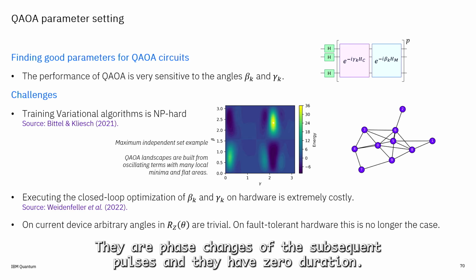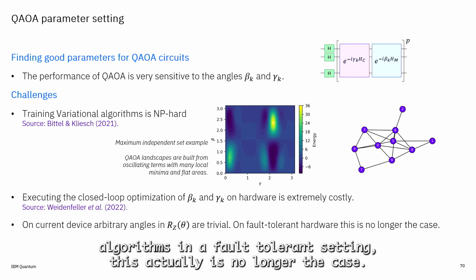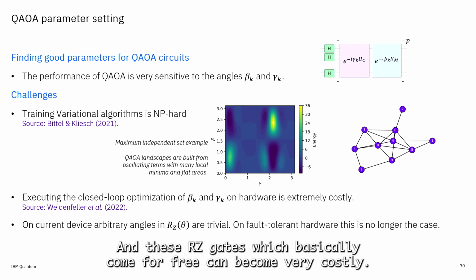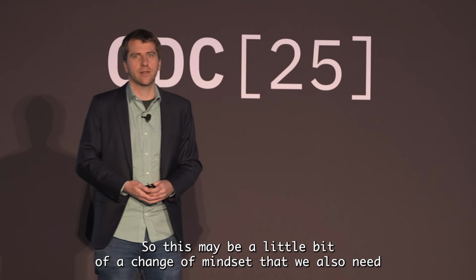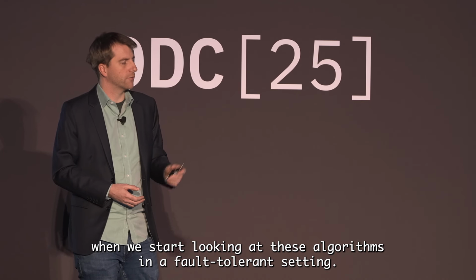They are phase changes of the subsequent pulses, and they have 0 duration. You can implement any angle that you want. When you start thinking of these algorithms in a fault-tolerant setting, this actually is no longer the case, and these RZ gates, which basically come for free, can become very costly, right? So this may be a little bit of a change of mindset that we'll also need when we start looking at these algorithms in a fault-tolerant setting.